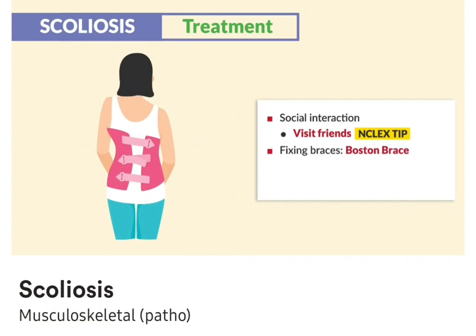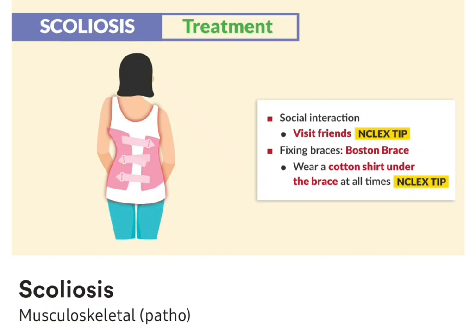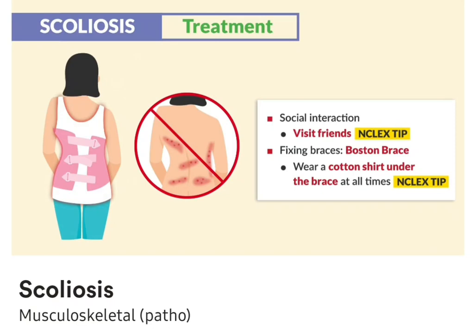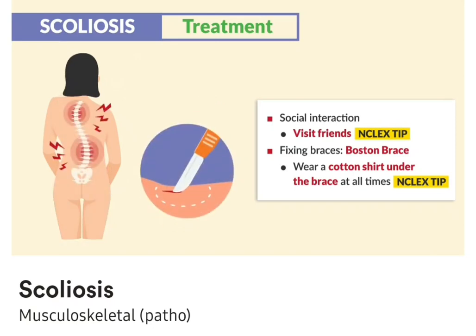Write that one down. This can sometimes fix the deformity for children and young adolescents. So we always make sure to wear a cotton shirt under the brace at all times. Huge NCLEX tip for Boston brace. This will maintain skin integrity and avoid skin breakdown. And lastly, surgery may be used in rare situations, but it's typically not tested on the NCLEX.